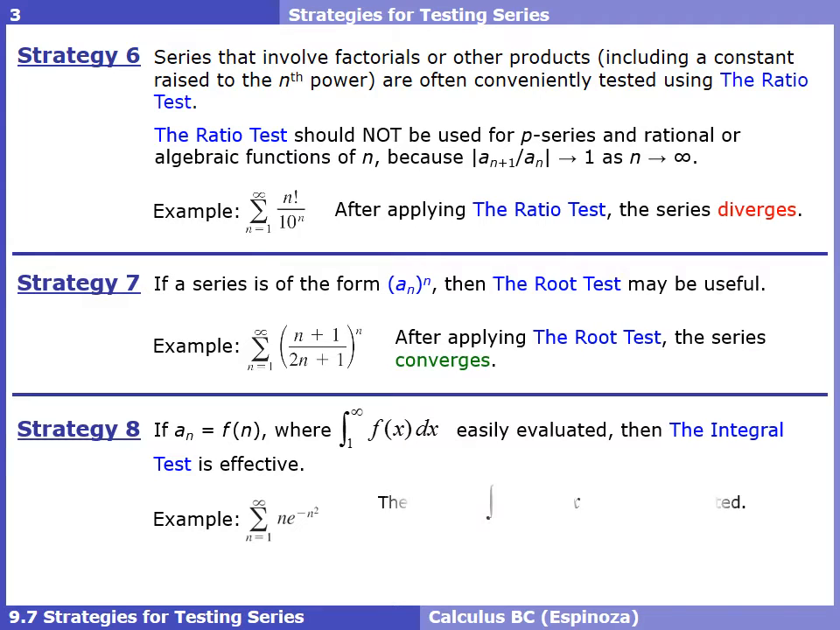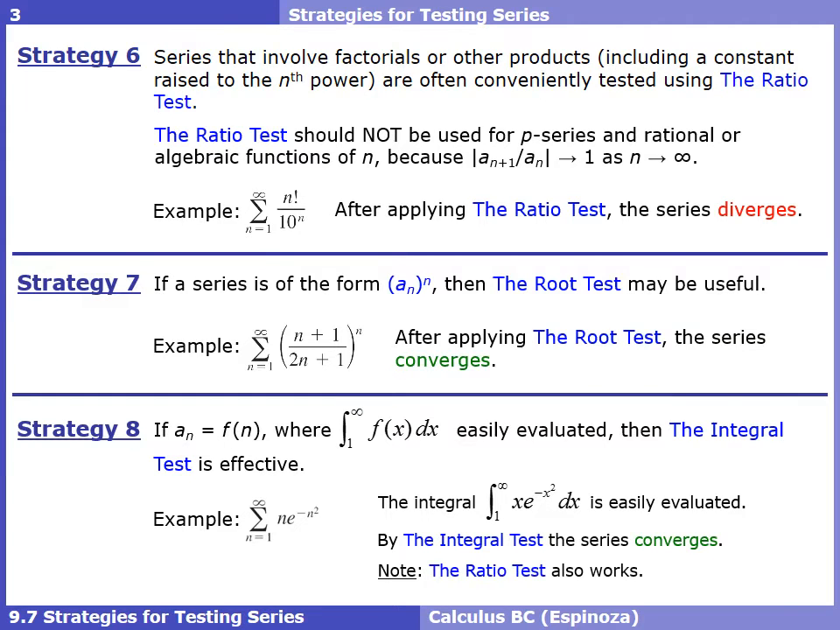We can certainly integrate this function here. The integral of x e to the negative x squared could be easily evaluated. And again, I'm not going to go through that problem, but ultimately, by the integral test, that series would converge. And if you need the extra little info here, if you were going to integrate this, the u in this case would have to be negative x squared. And then you can do the whole process of the integral, but in this case, the u would be negative x squared. And by the integral test, we would see that this series converges.